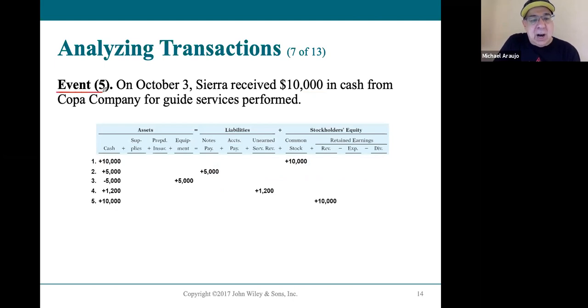All right, event number 5. Now this is interesting because in this case, it's the very first time we received cash for services performed, which is revenue. So obviously we have more service revenue and we certainly have more cash. And so knowing this, Ava, you want to give it a shot? I know this is all new and exciting. Talk to me about what happened here.